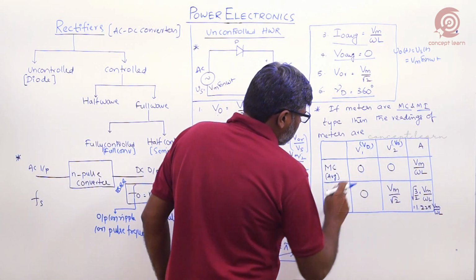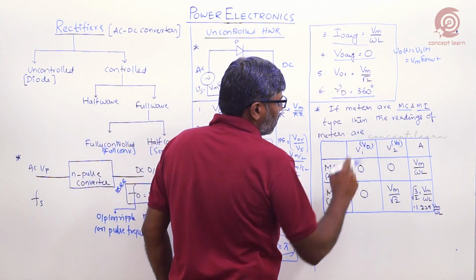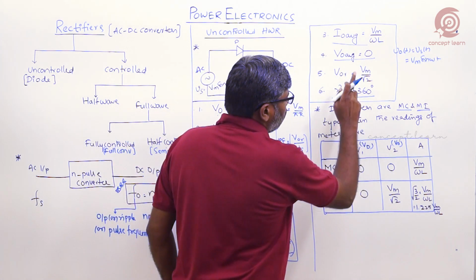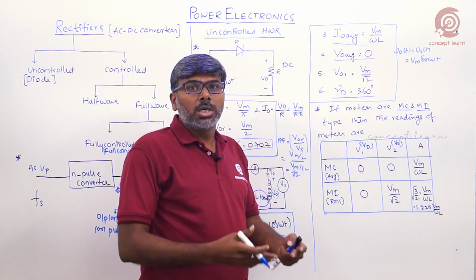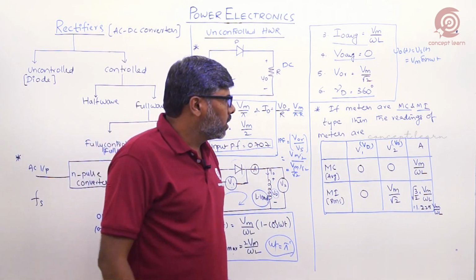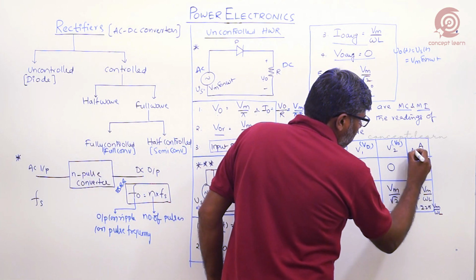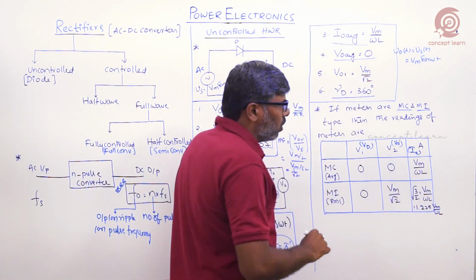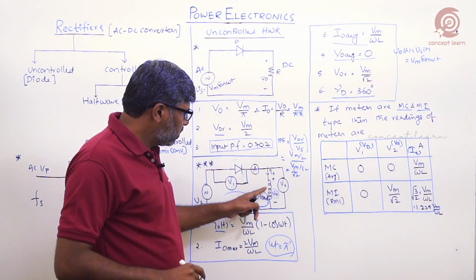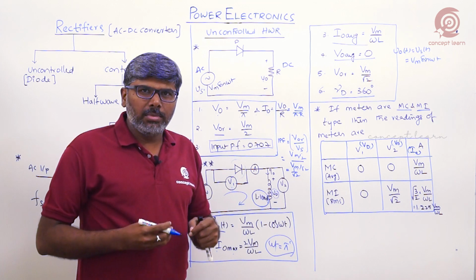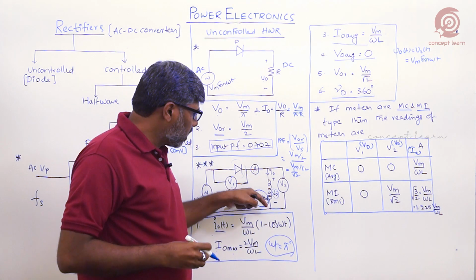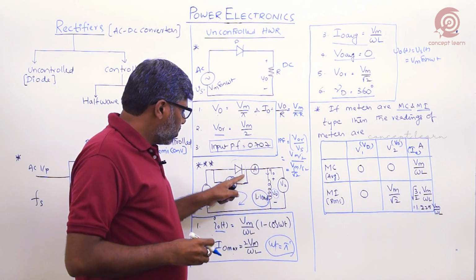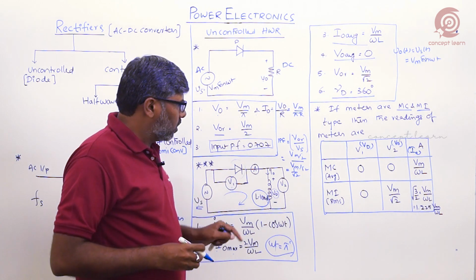And V2 gives the load voltage. We know that the load voltage average value is 0, already we know that. The RMS value is what? Vm by root 2, already we know that, because the output voltage is the same as the supply voltage. When you come to the ammeter, it is nothing but the load current. This is in series with the load, right? So it always reads the current. The ammeter reads the current value of this circuit, the load circuit or diode circuit or overall the circuit.